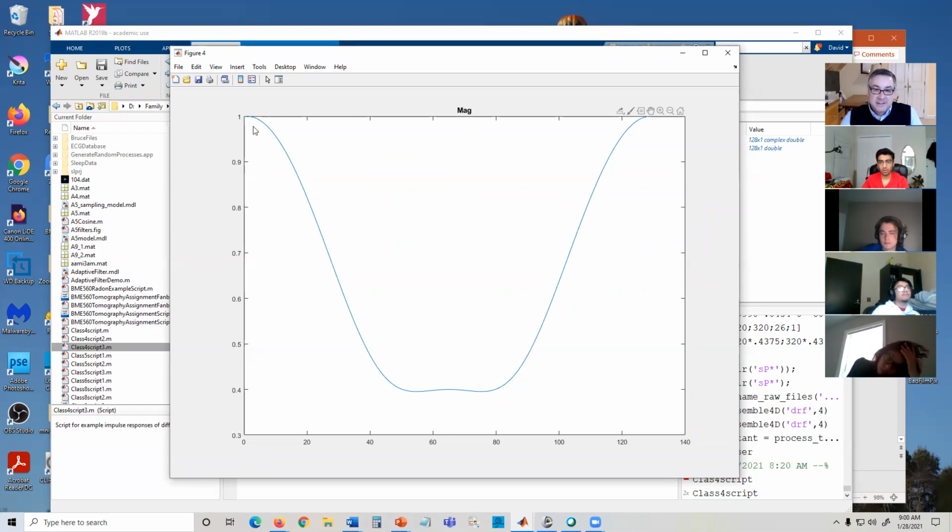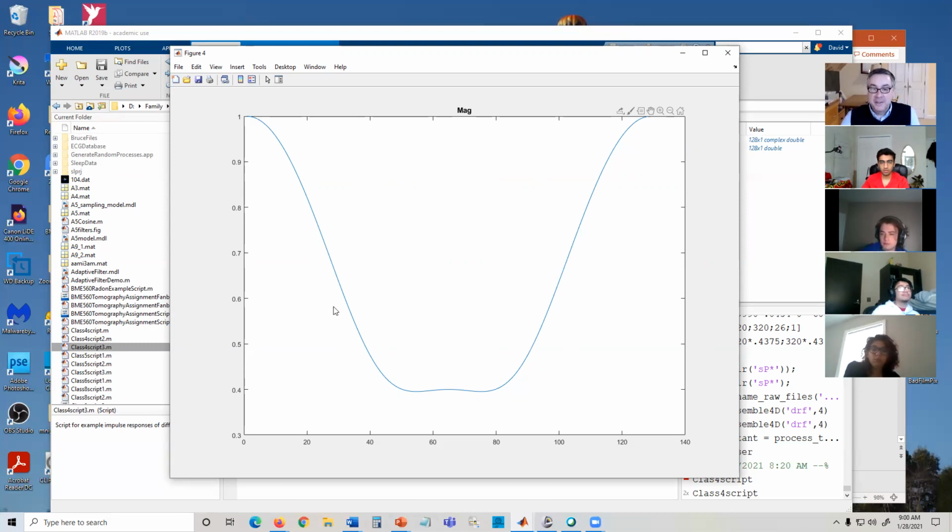Because it doesn't do much. It doesn't scale the low frequencies very much, but it suppresses the high frequencies. It doesn't take them all the way to 0 though, so it's not a very good low pass filter, we'll say. But that's how we might describe this.